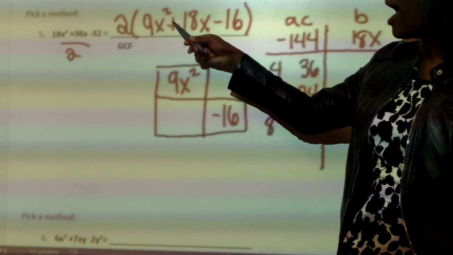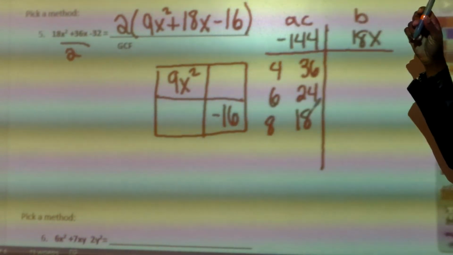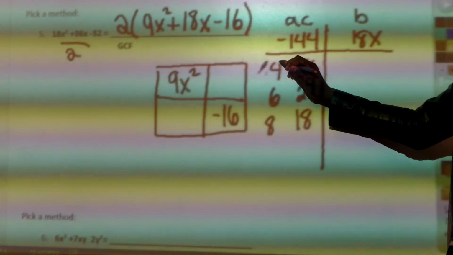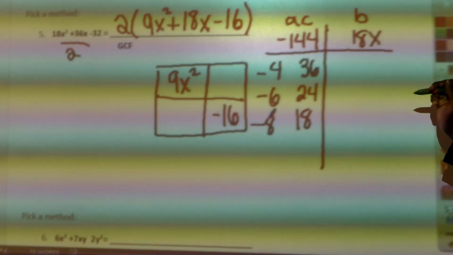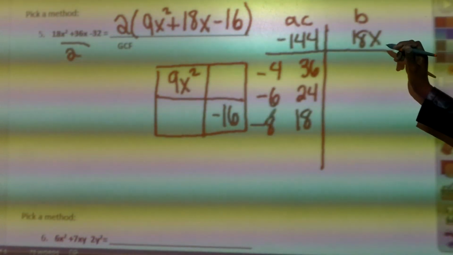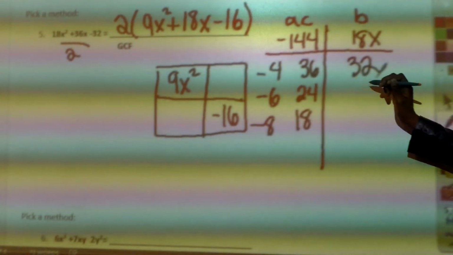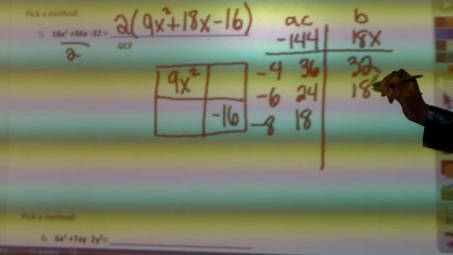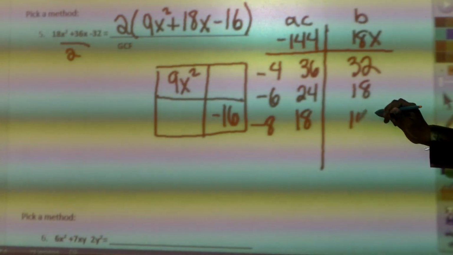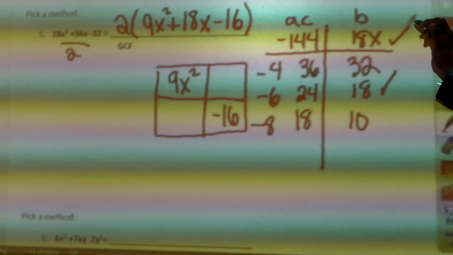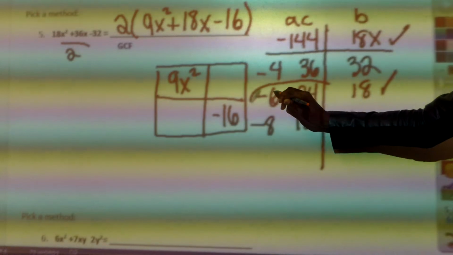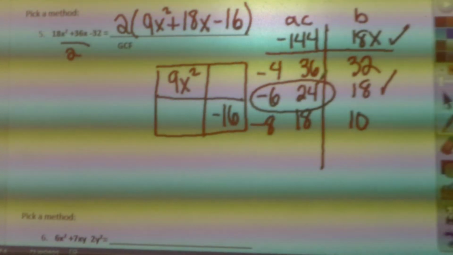Okay, our first sign's a positive. Positive times a negative is a negative. So one of our numbers is going to be negative. What's 36 minus 4? 32. 24 minus 6. 18. And 18 minus 8 is 10. This middle one is the one that matches, so these are the two terms we're using.